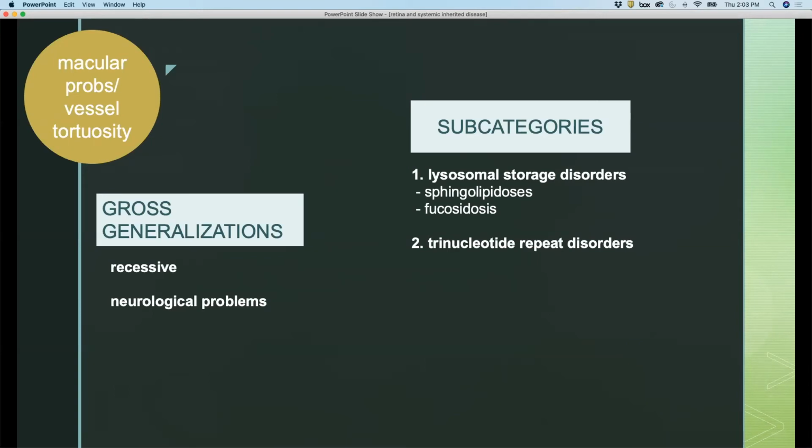I was always mixing up, oh, does Hurler look like RP, or does that cause a cherry red spot? So definitely keeping these straight is important. And these are the sphingolipidoses as opposed to the mucopolysaccharidoses, which cause RP. Fucosidosis is another thing that looks like sphingolipidoses.